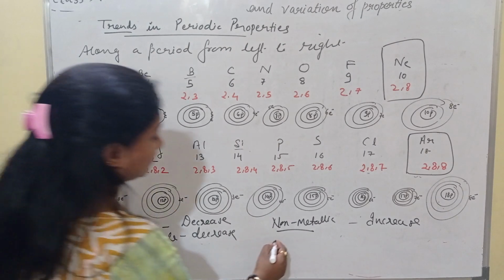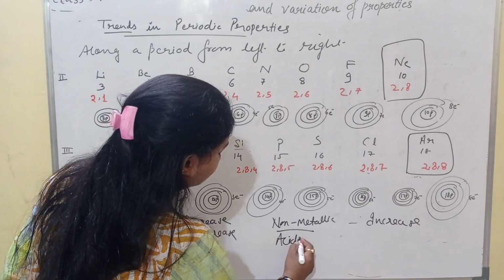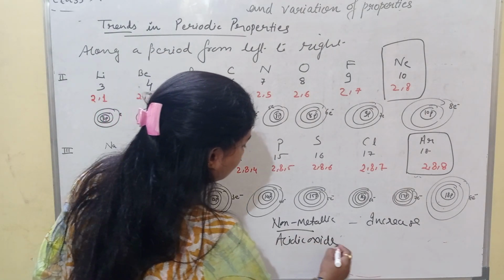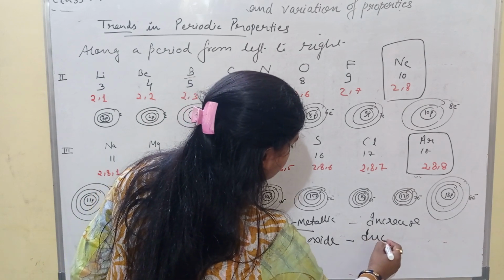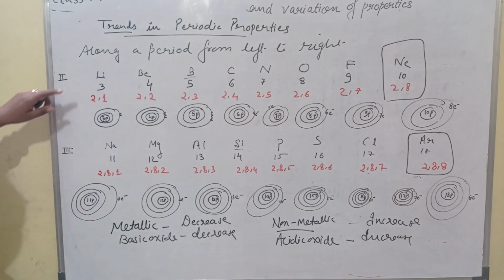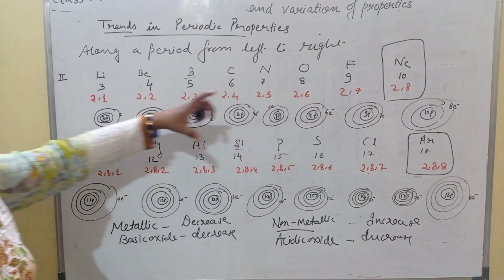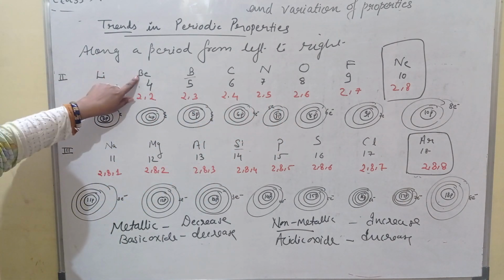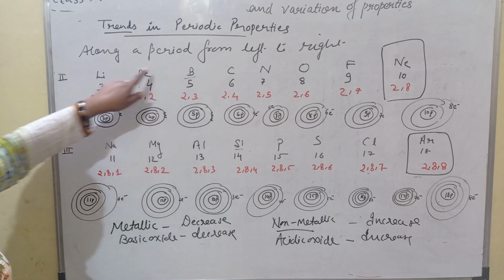So non-metals form acidic oxides. So it will also increase. See, non-metallic character is increasing. That you can see from here. This is metal, metal, metal. These three are metals.